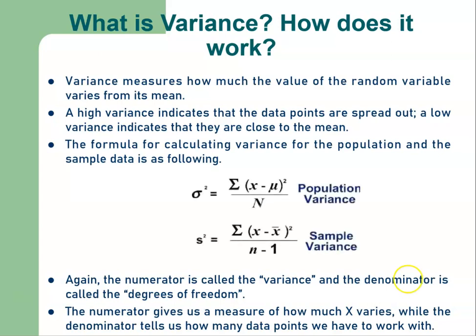And this is the population variance formula, which is denoted by sigma square, and that is equal to summation xi minus mu square divided by n, where mu is the population mean. Its sample counterpart of the variance is denoted by small s square, and that is equal to summation xi minus x bar square, where x bar is the sample mean, and its degrees of freedom or denominator is n minus 1.